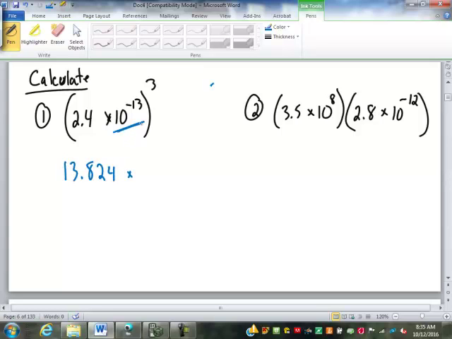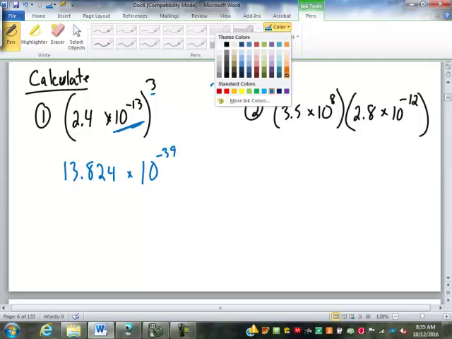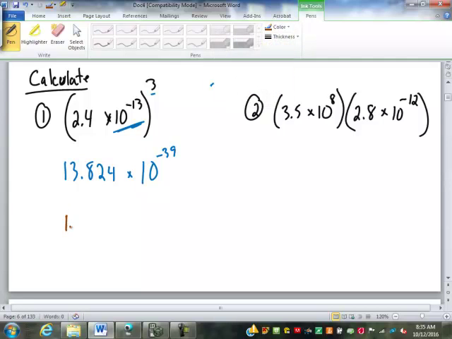Then we've got 10 to the negative 13th to the power of 3. When we take a power of a power, what do we do? Multiply the powers. So negative 13 times 3 is negative 39. Now we have to adjust this. This has to become 1.3824.